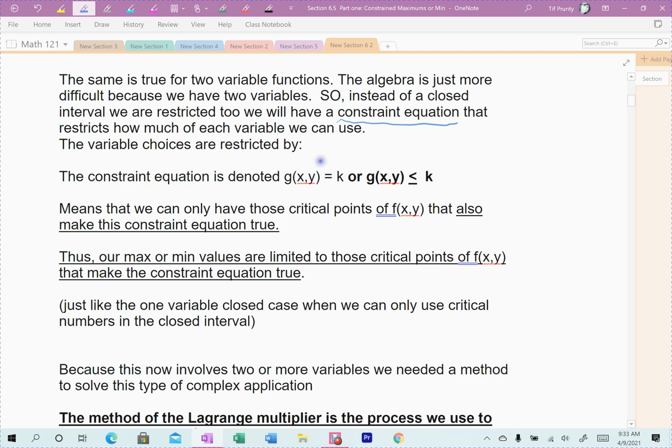And so our constraint equation, we'll solve it in most cases where it's equal to, but technically it's an equal to and a less than. Because if you're thinking in terms of budget, right, suppose my budget's $20,000, I can spend up to $20,000.